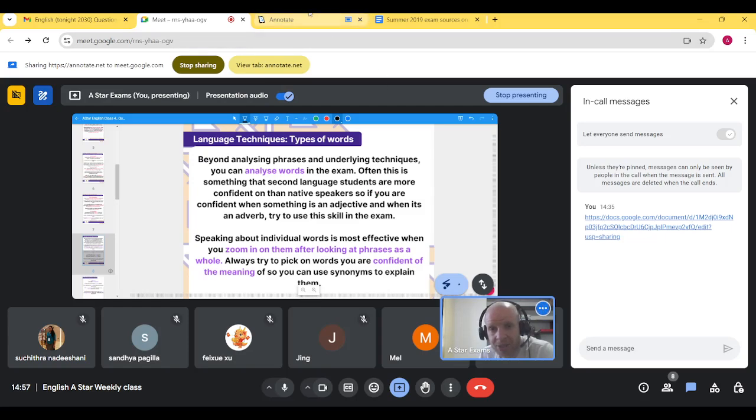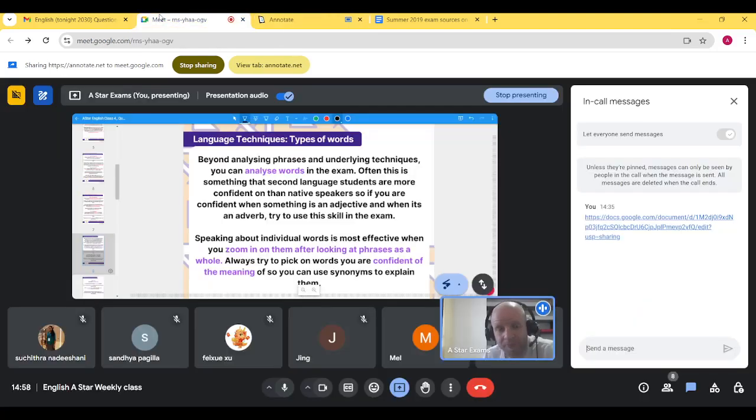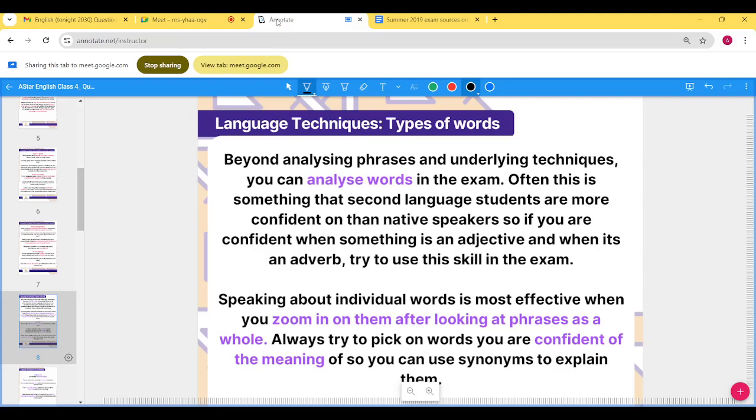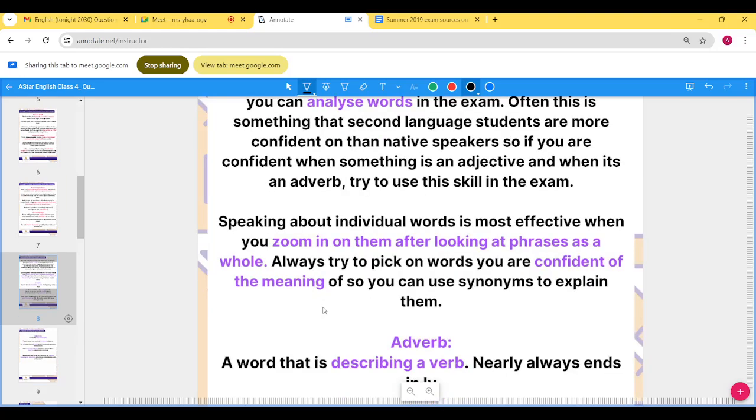Okay, now just to say as well, beyond looking at these techniques, as I've already mentioned, you can analyze words in the exam. If you know the difference between adjectives, adverbs, things like this, these are areas you can focus on. I often find this is something my second language students are better at than my first language GCSE students. The fact you maybe have learned English in a more technical nature means that sometimes it's easier to differentiate types of words. Equally, if you focus on tenses or grammar, you may be able to spot things which your average native speaker has never actually bothered learning.